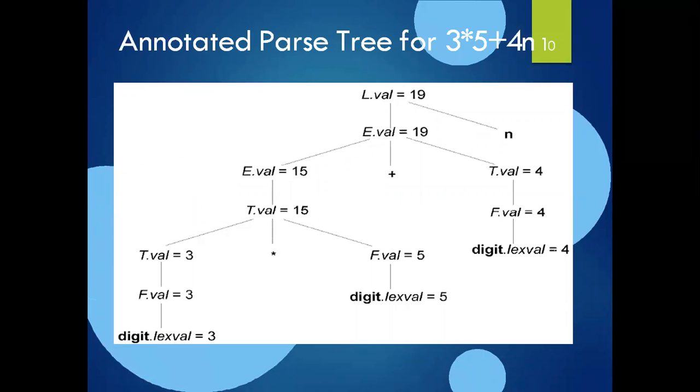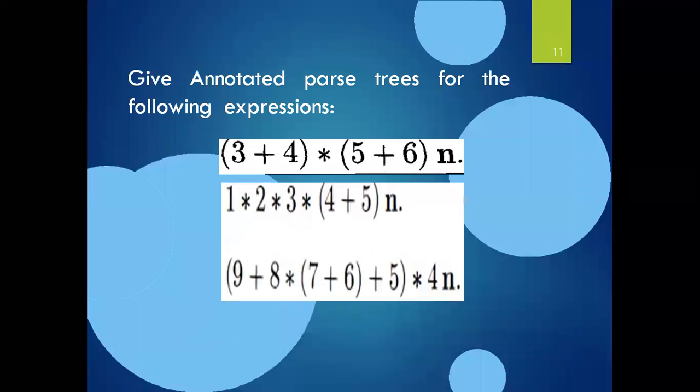Is it clear how to represent parse trees for expressions like 3 × 5 + 4n? And now for the next class, please make a note of this question. Draw the annotated parse trees for the following expression. Please, all of you, make a note of this question and draw the annotated parse trees for the given expression.